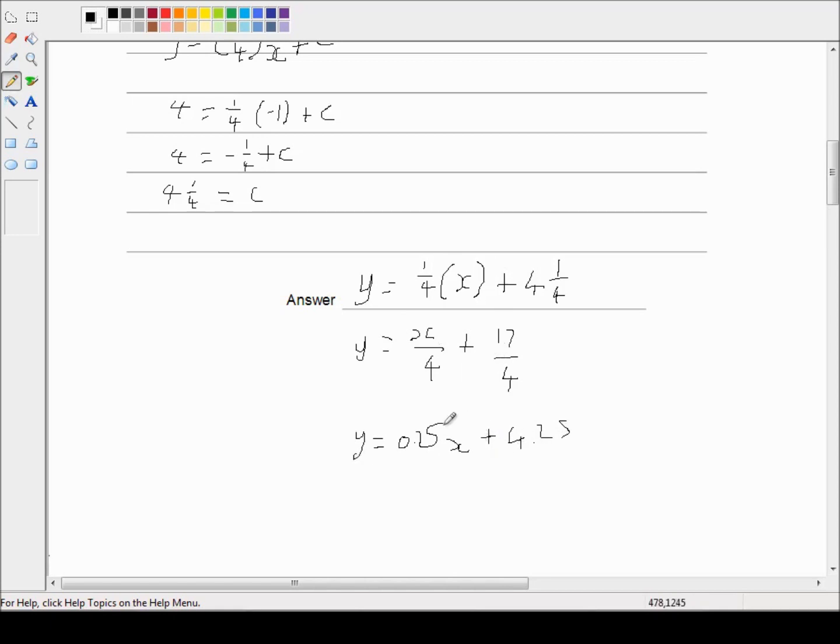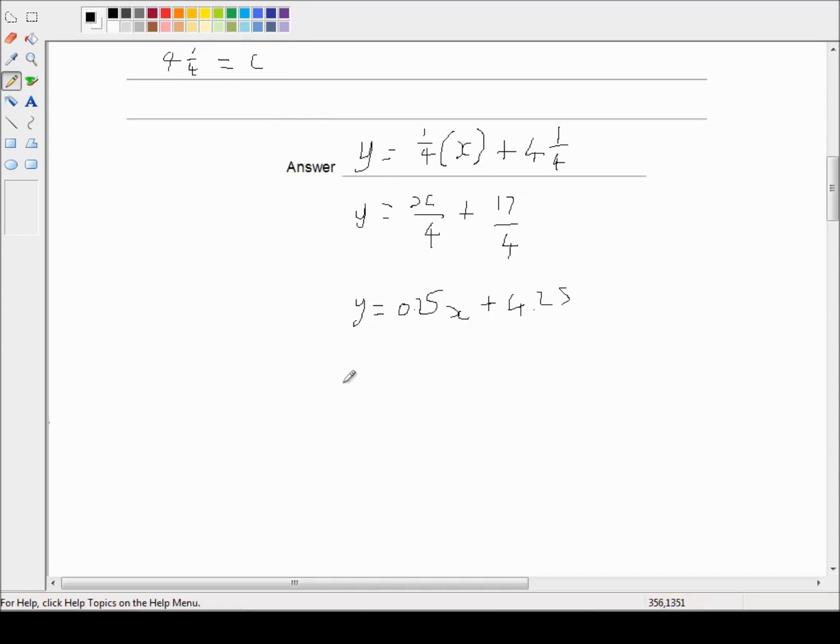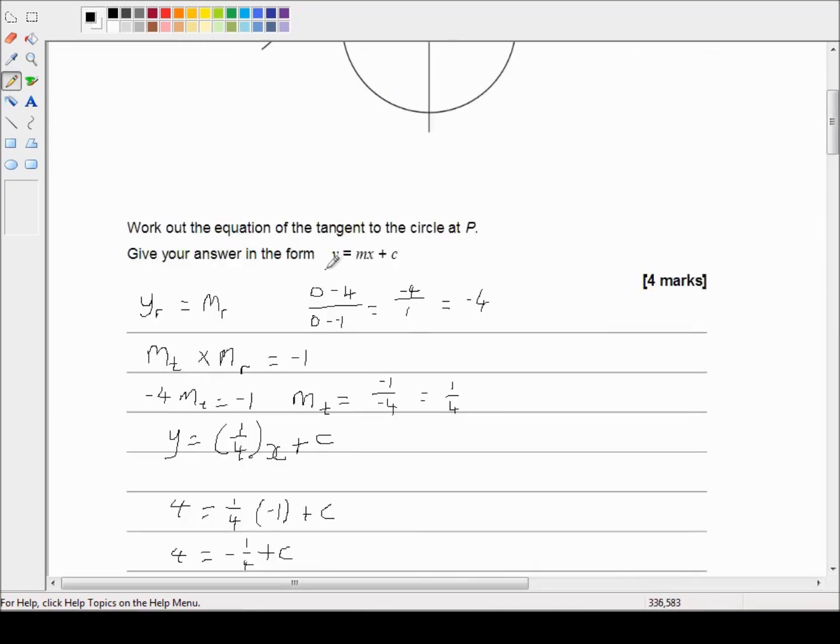What you mustn't do though is multiply everything through by 4 in order to simplify, because you might be tempted to say, oh, but this looks so much neater. 4y is equal to x plus 17. Isn't that neater? Aren't I clever? Yeah, you try doing that, you'll actually lose a mark, because the question specifically asked, write it in the form of y equals mx plus c. It must be in slope-intercept form. So don't be tempted to show off and lose a mark.